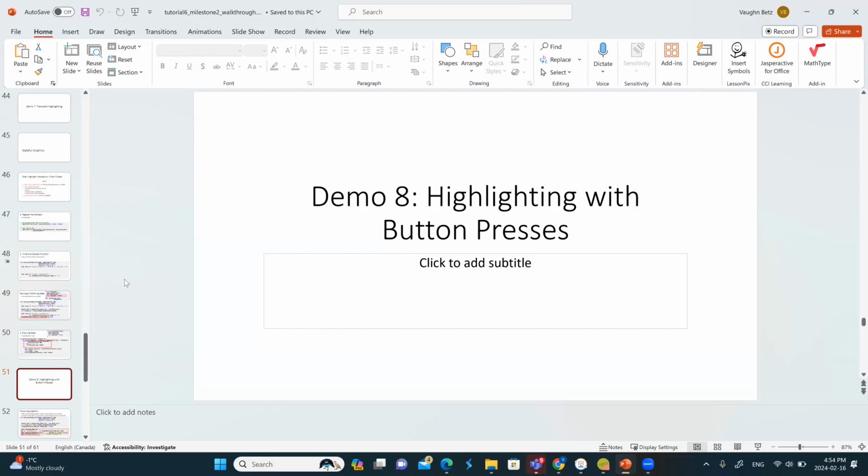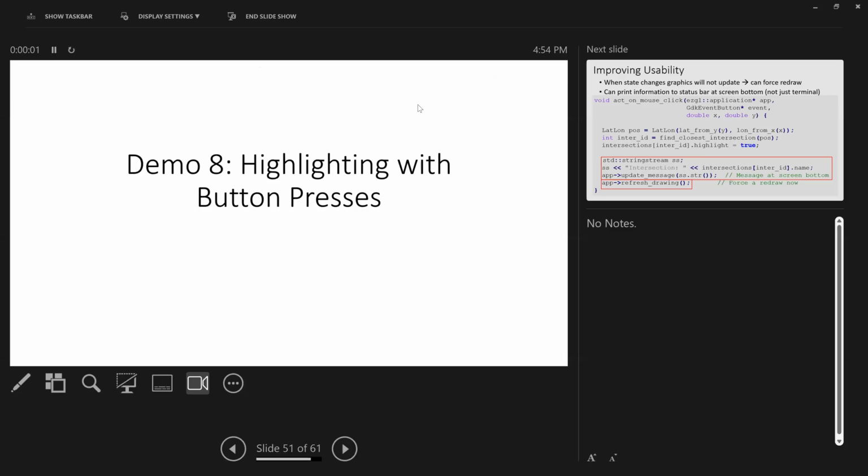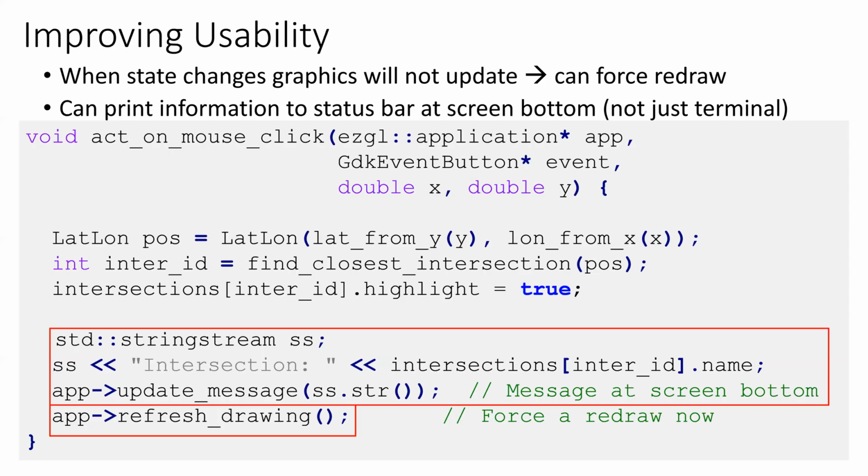So the fix for this, well, you already told me what the fix is. The EasyGL application has another member function called refresh drawing. That forces an immediate redraw. So if you know in a callback function that you've changed the state and you want an immediate redraw, call refresh drawing. This will fix our problem.